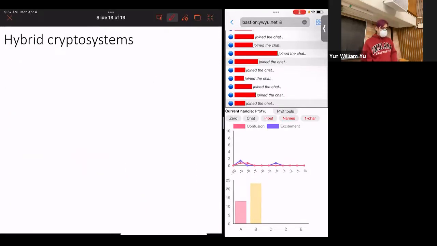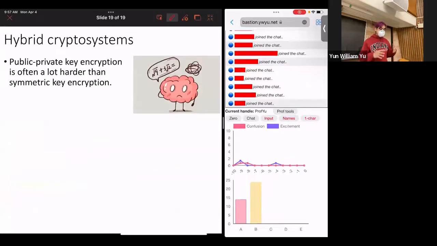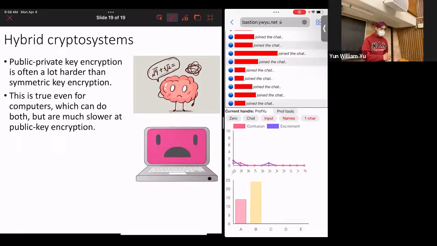So in summary, basically we have hybrid crypto systems, and one of the other things you might have noticed is that public-private key encryption seems to be a lot more work than the symmetric encryption we did on Wednesday, right? Last Wednesday, we did these symmetric encryptions, and you were able to encrypt entire messages in a short amount of time because you're just adding or subtracting, right? There are more complicated symmetric ciphers, but in general, public-private key encryption is a lot harder because you have to do lots and lots of math. And this is even true for computers, which can do both, but they're much slower at public key encryption than they are at symmetric key encryption.